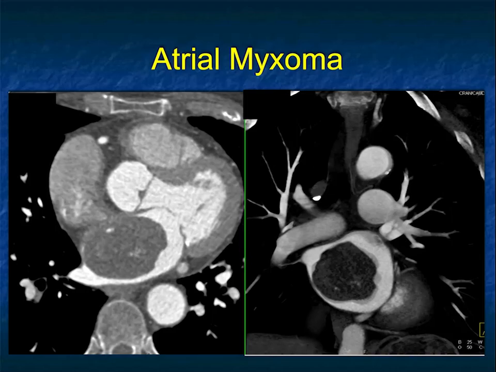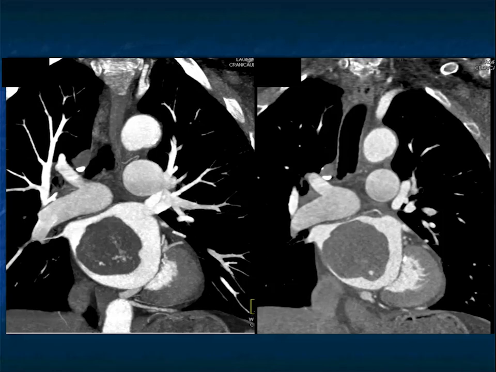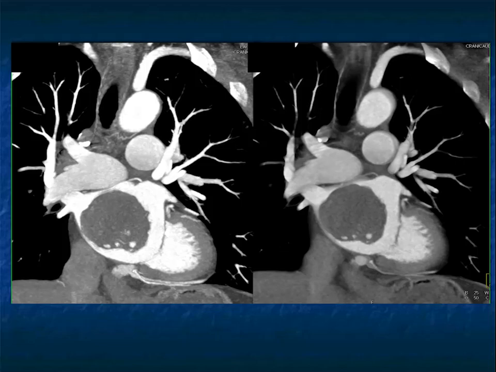Another example. Here's a case with minimal calcification, a much larger atrial myxoma, but the same location. The mass is a large filling defect in the left atrium, maybe minimal enhancement, very minimal calcification. Here's a few more images, very nicely showing you the lesion.